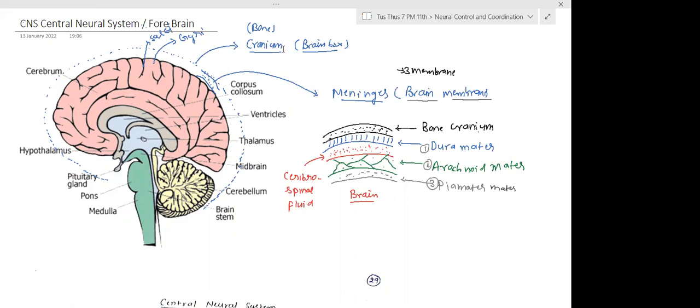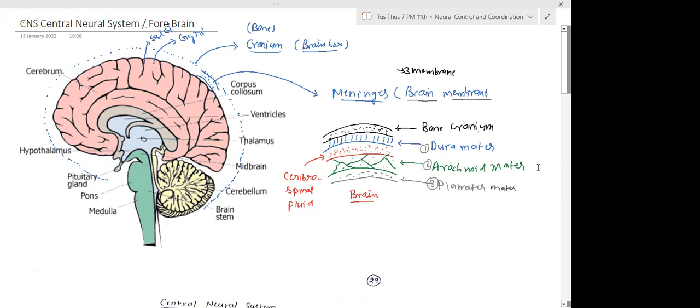So there are certain membranes which are called meninges. The upper part is the bone, the cranium bone. Then there is the first membrane called dura mater, then another membrane called arachnoid mater, then pia mater. So there are three membranes: dura mater, arachnoid mater, and pia mater. Between the dura and arachnoid, there is a fluid called cerebrospinal fluid. It works like a shock absorber. This fluid remains filled.